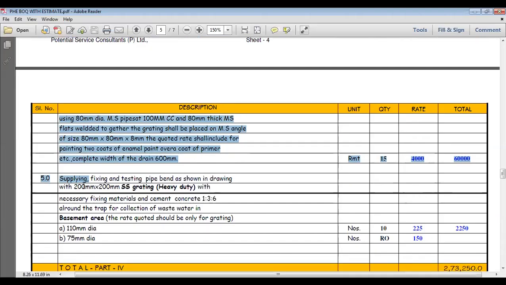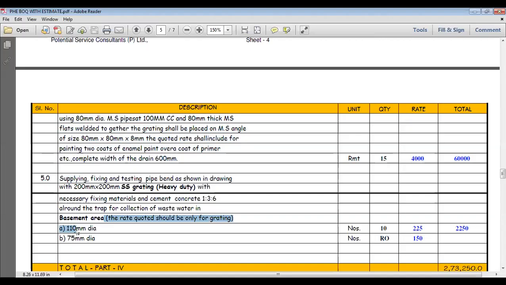SS grating heavy duty, supply and fixing, testing pipe bend as shown in the drawing, with the 200 by 200 SS grating heavy duty pipe bend with the grating. We are using this for the basement drain.